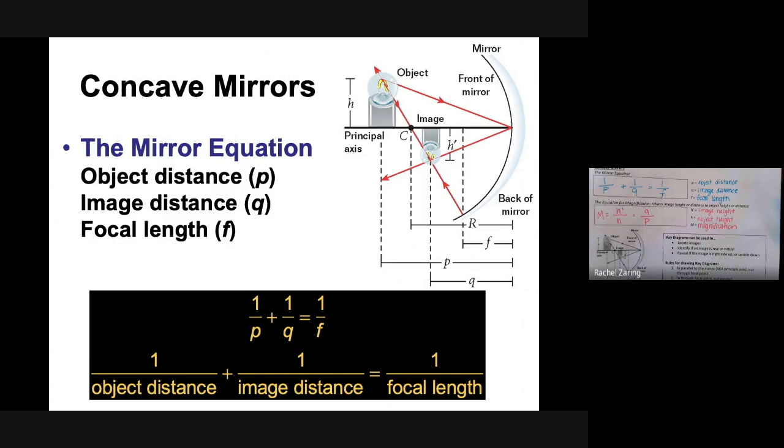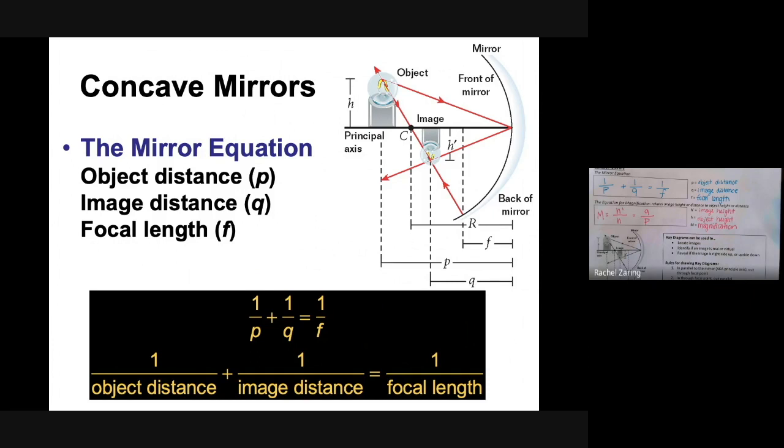So this mirror equation uses the three variables of the object distance, which is P, the image distance, which is Q, and the focal length, which is F. This concave mirror equation states that 1 over P plus 1 over Q equals 1 over F. So make sure you have this equation written down, and what P, Q, and F are, written down on your note taker.